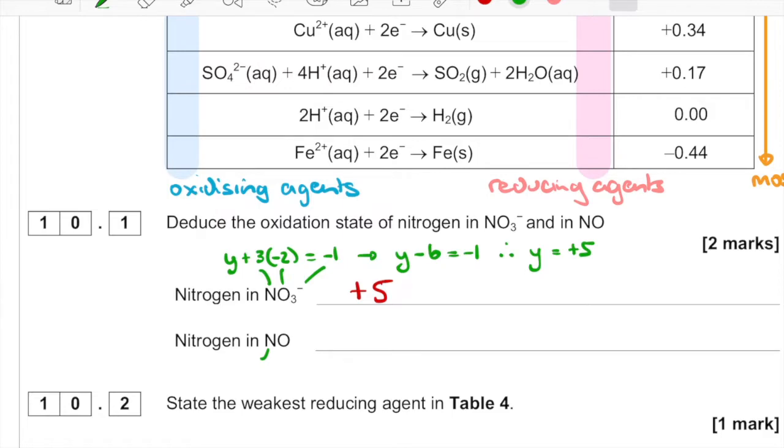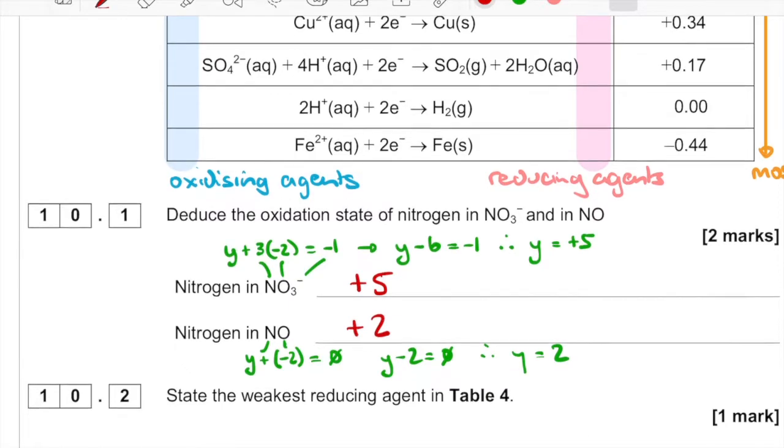We use the same principle with nitrogen monoxide. Nitrogen is what we're trying to work out. There's only one oxygen, which is -2, and there is no overall charge. So we've got Y - 2 equals 0, so Y must equal +2. Okay, hopefully a fairly straightforward question, really, in the grand scheme of things.